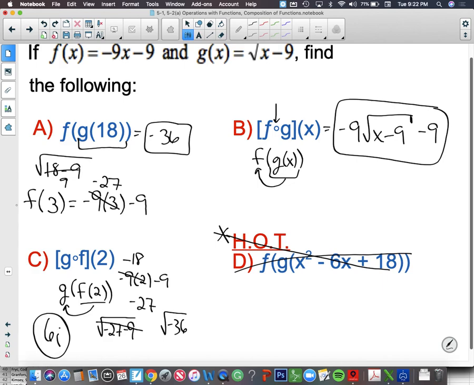Okay? So hopefully the function composition stuff makes sense. If you need some extra help, you can go to YouTube or you can go to our textbook resources. If you just type in function composition in YouTube, you'll get a ton of videos.